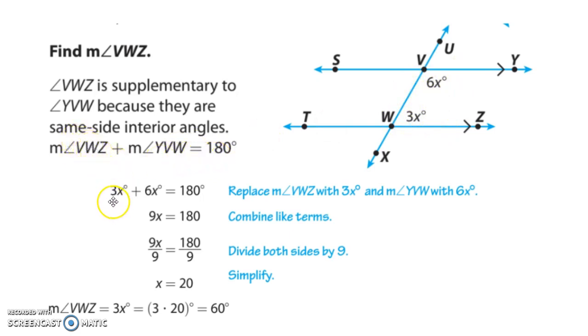So now we can rewrite that as 3x plus 6x equals 180. Combine like terms, get you 9x equals 180. Then we need to get x by itself, so we'll divide both sides by 9. And now we see that x is 20. 3 times 20 gives us 60 degrees. And if we do it up here, 6 times 20 gives us 120 degrees. And this angle, 120 plus 60 equals 180, so it works.